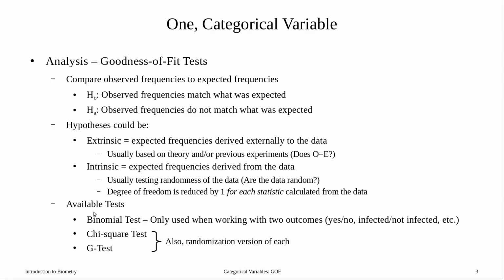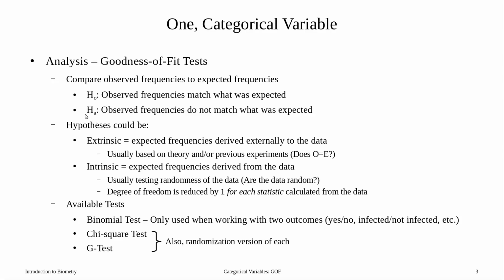Once we make our figure, we may be interested in asking if our counts equal some expected frequencies. In general, these types of questions rely on goodness of fit tests to determine significance. All of the goodness of fit tests that we learn about are comparing observed frequencies to some expected frequency. So all of them have the same general null and alternate hypothesis. The null hypothesis is that our observed frequencies match what is expected, and our alternate is that the observed frequencies do not match what is expected.